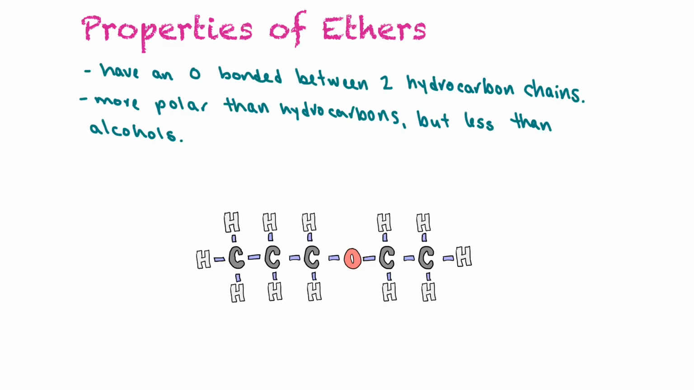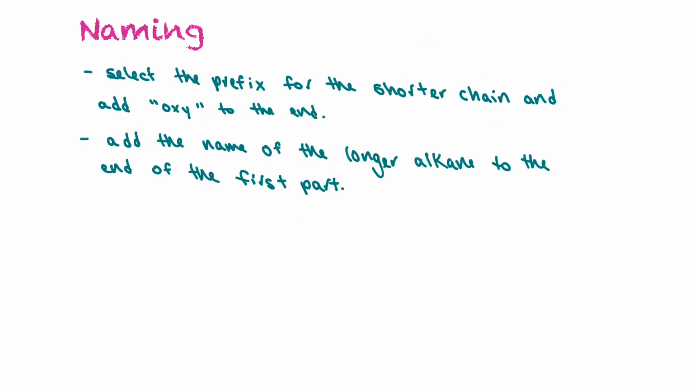Now ethers have an oxygen bonded between 2 hydrocarbon chains, and they're actually more polar than hydrocarbons but less than alcohols. So if we take a look here, you can see the oxygen bonded in the middle. So to name an ether, you select the prefix for the shorter chain and add oxy to the end, and then you add the name of the longer alkane to the end of the first part. So you would name it exactly like an alkane.